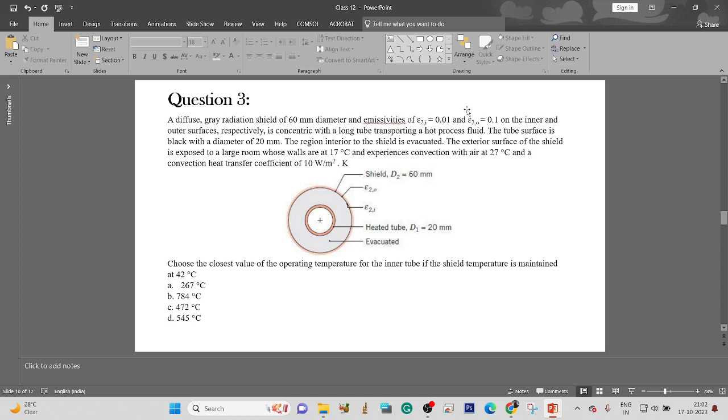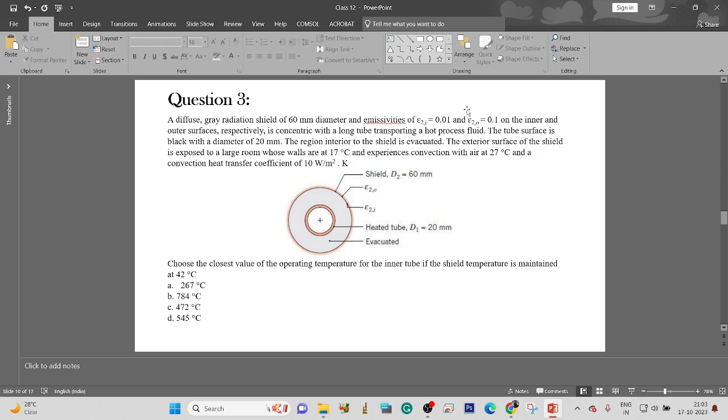Now if we perform the energy balance on this shield, there will be Q convection, Q radiation, and Q12. This Q12 is the net radiation exchange between the tube and the inner surface of the shield. So inner minus outer, the total energy exchange is equal to 0. This is Q12 minus Q convection minus Q radiation equal to 0, right?